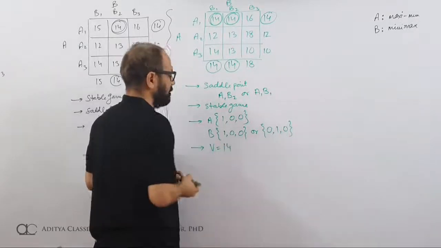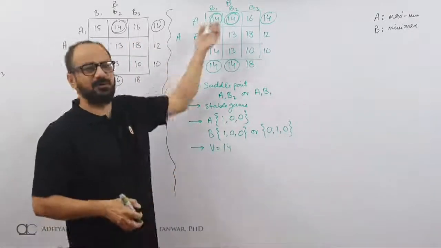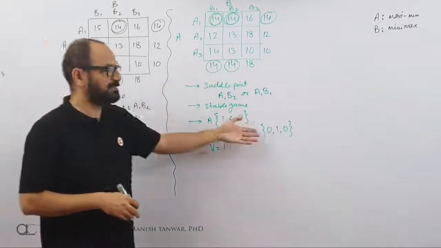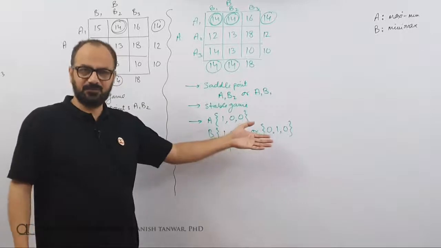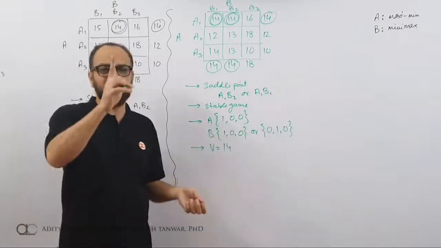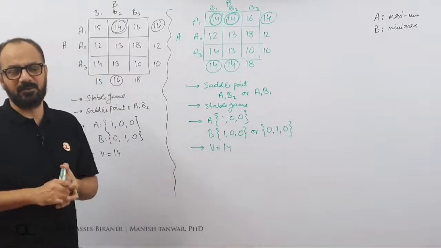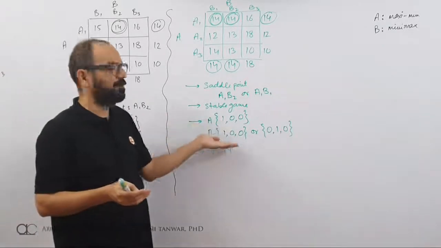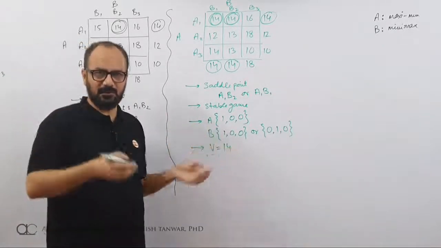Value of game will be 14. Value of game is always the value of saddle point. Now this is important. You might have two strategies, three strategies, or four strategies, but value of game will always be same. Because if value of game is changing, then why would I stick with one strategy? I would definitely go with the better one.